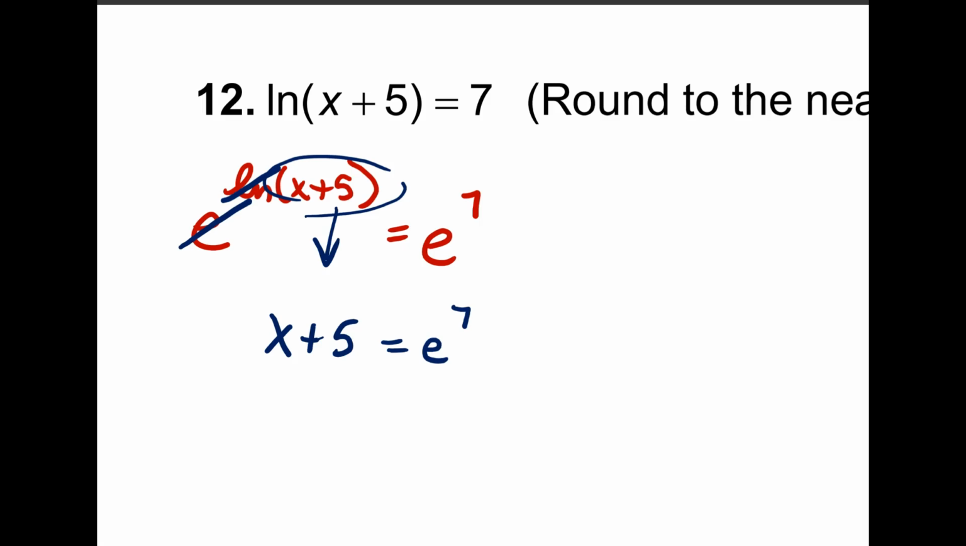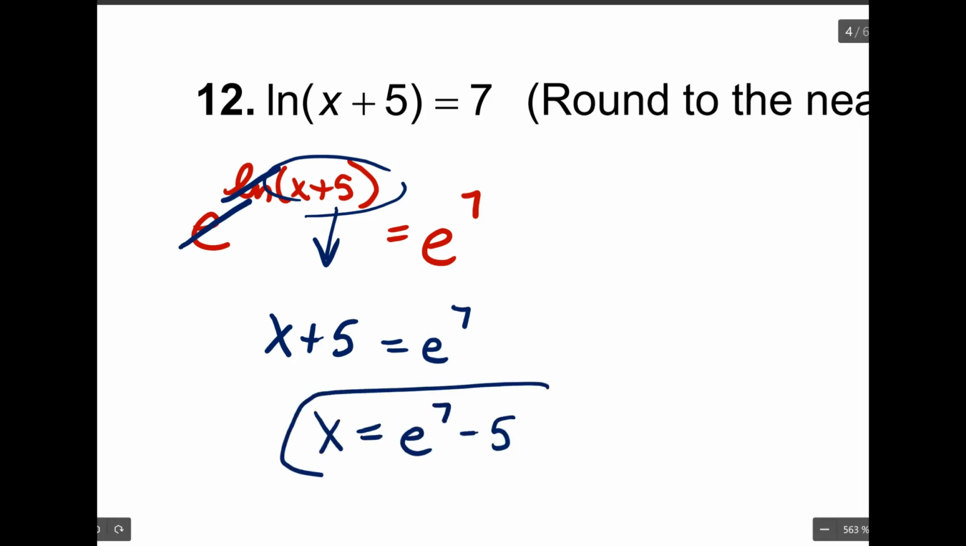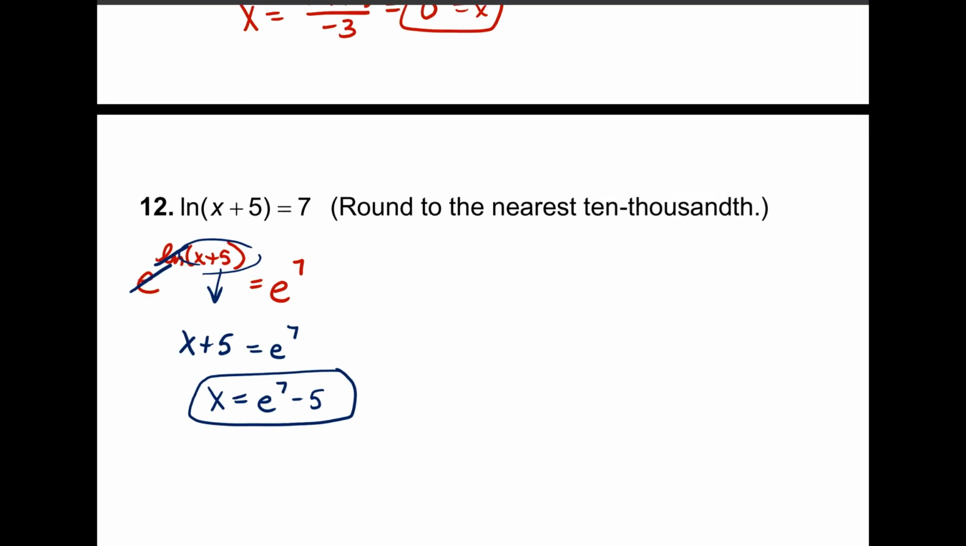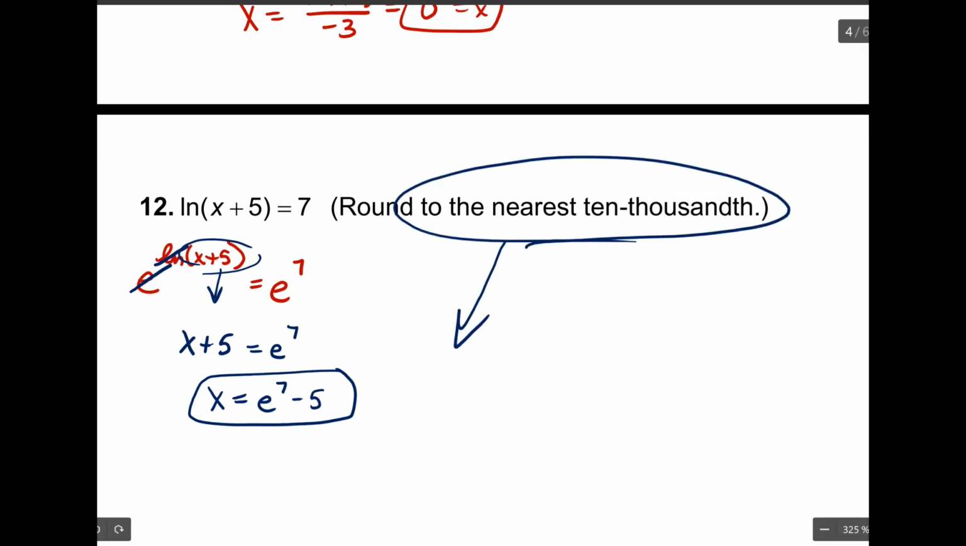How do I solve for x? E to the 7 minus 5. Yeah. Well, we're supposed to round to nearest 10,000, so in your calculator you would. So if you put that in, what is it equal to? Alright, friendly reminder, make sure you have your calculator charged with you and ready tomorrow, because you won't be able to share. 1091.63. How do you put that in? So to the nearest 10,000.